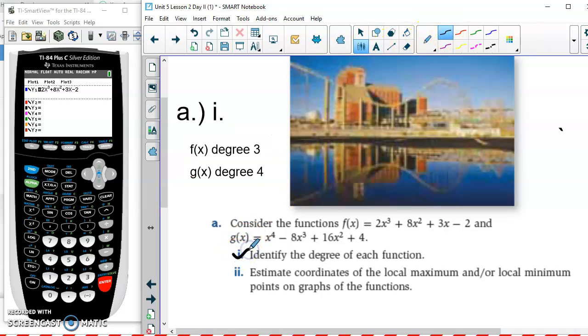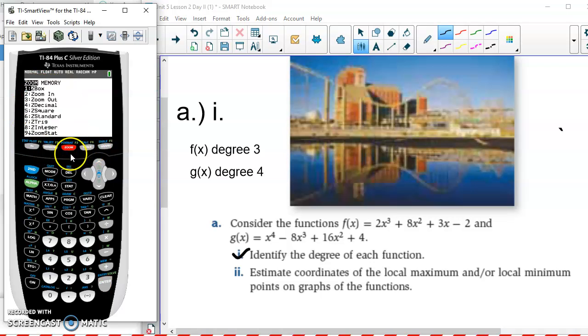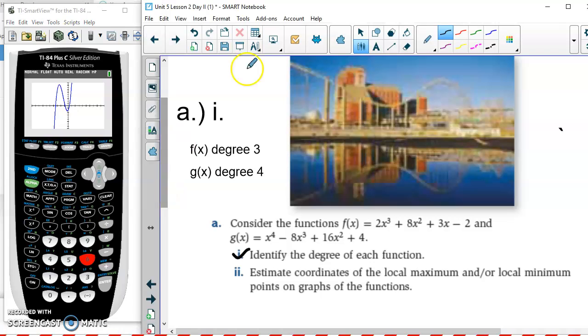Okay, estimate the coordinates of the local maximum or local minimum points on the graphs of the function. Here's where you have to go over the calculator. You put the equation in y equals. I'm going to go to zoom and then 6. That gives me a standard 10 by 10 window. Now this is degree 3, so that means it'll have 2 turns. When I look at my graph, I can see both turns. I see my local maximum and my local minimum.